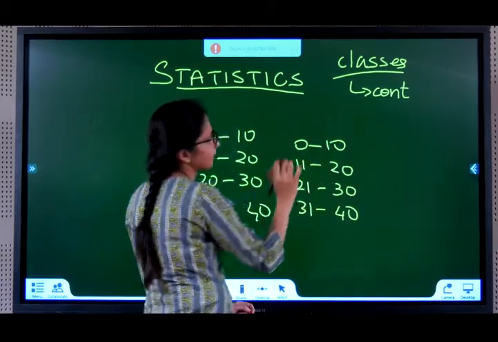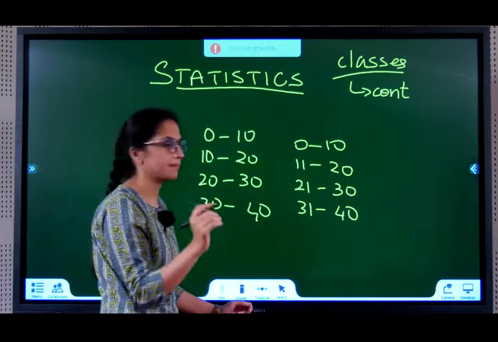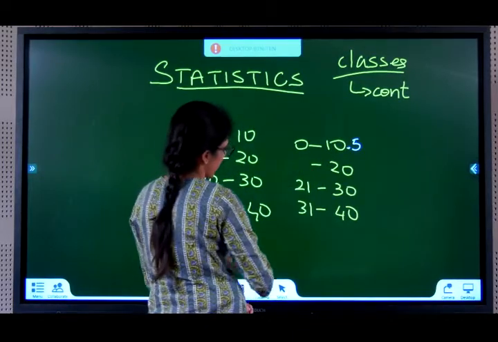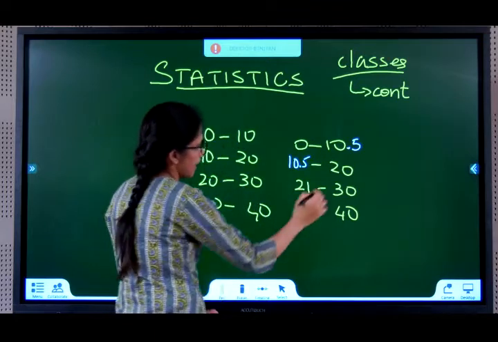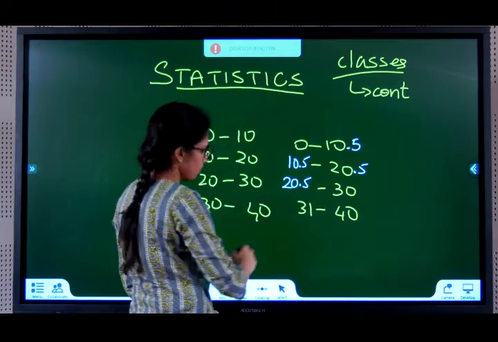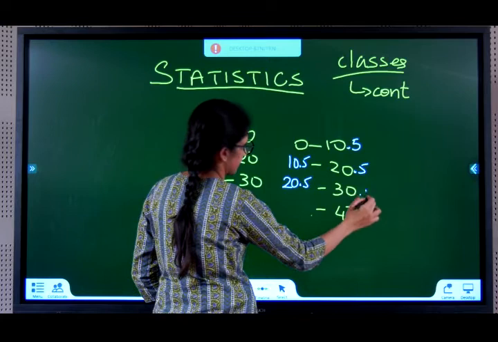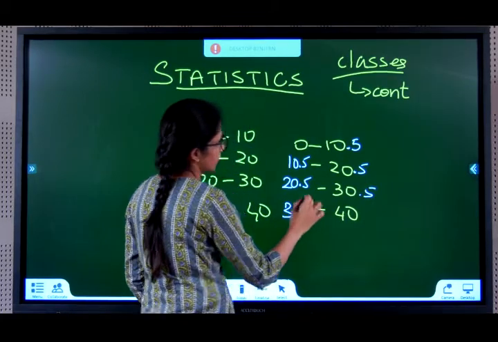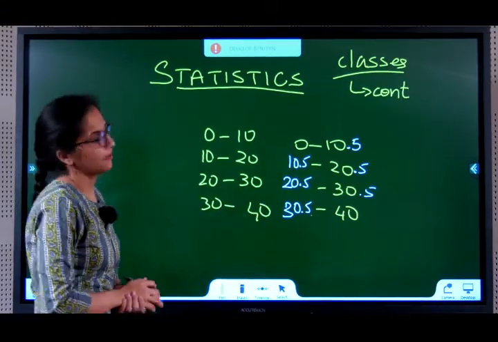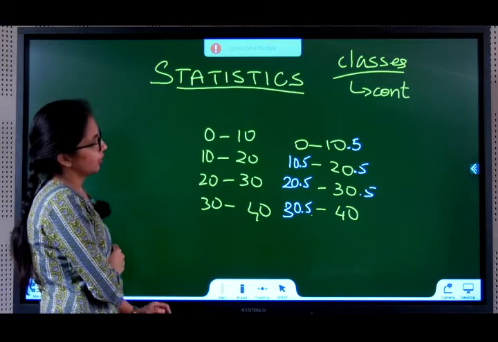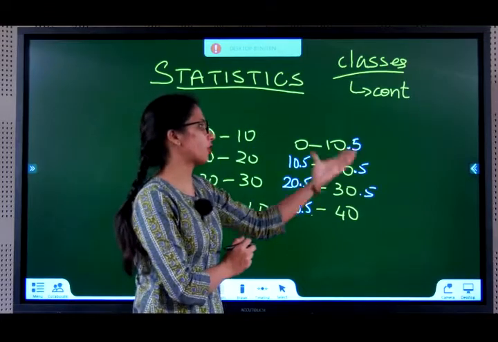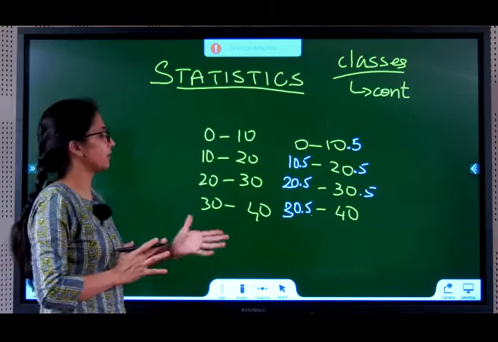How? Between 10 and 11, the difference is 1. 1 divided by 2 is 0.5. So add 0.5 here, subtract 0.5 here. Add 0.5 here, subtract 0.5 here. So you make the data continuous like this. With 0, it doesn't matter: 0 minus 0.5 is minus 0.5, and no one's height is minus 0.5, so we can leave it. I hope you understood how to make our classes continuous. We'll use our formulas with respect to continuous class data.